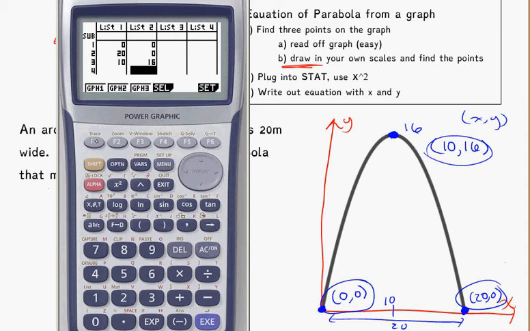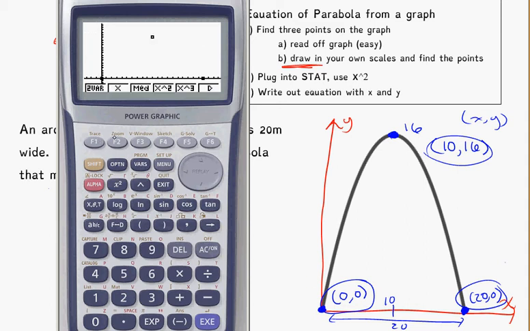Next step again, calc, graph 1, and this is a parabola, so I'm going to use x squared. So those are my numbers. A is equal to negative 0.16, and that goes in front of the x squared. B is 3.2, that goes in front of the x, and C is 0, so I don't need to write that.